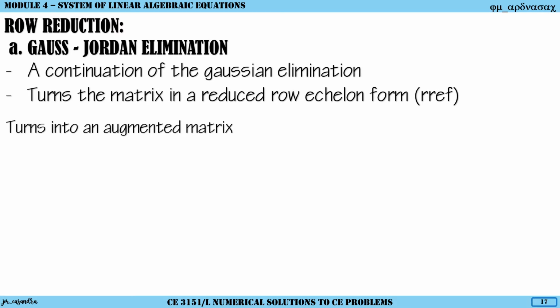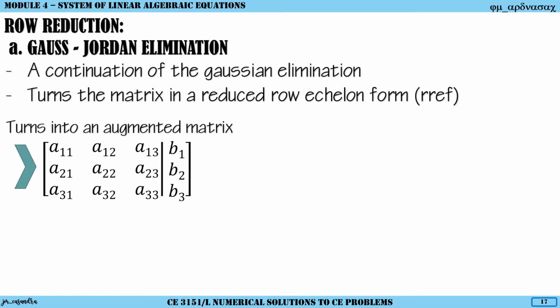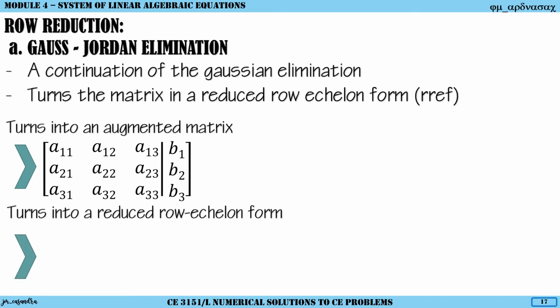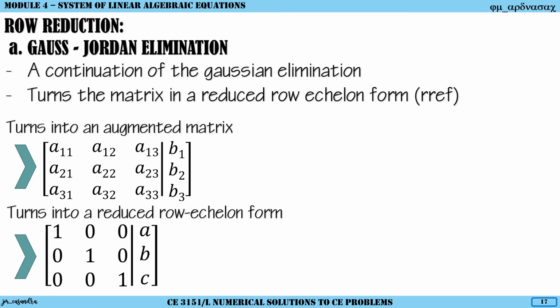So the augmented matrix that we have derived will now be turned into a reduced row echelon form, wherein we'll now have an identity matrix for the variables or the coefficients representing each of our variables. So basically, in reduced row echelon form, the main diagonal will have values equivalent to 1, and the elements found below and above the main diagonal will be equivalent to 0.